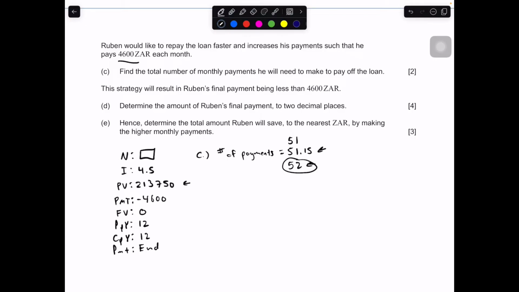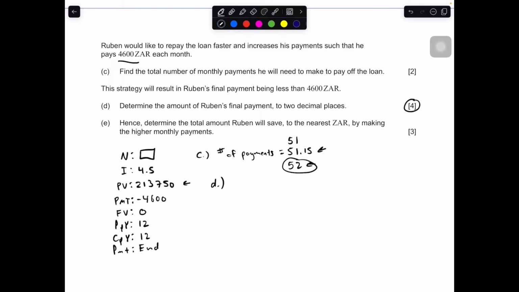Let's go to question D. This strategy will result in Ruben's final payment being less than 4,600 Rand. Determine the amount of Ruben's final payment to 2 decimal places. And this is a 4-mark question, which suggests that it should be a little challenging. And it kind of is. It really is.